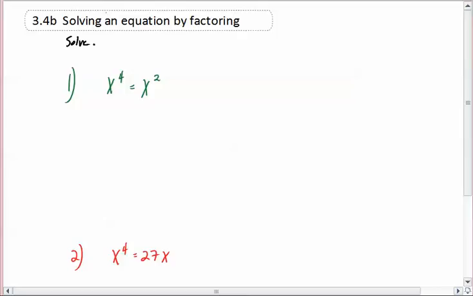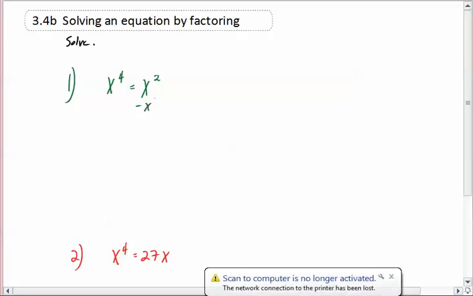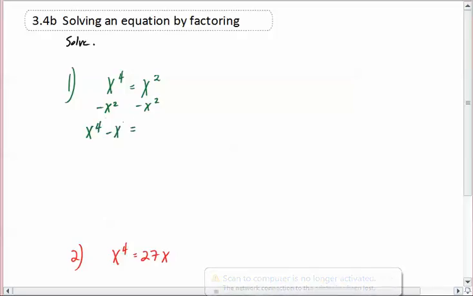But what I want to do, when I see that I don't have terms with the same power, right? This is a fourth power and the second power. What I'm probably going to want to do is to get everything on one side. So I'm going to first move the x squared to the left, and I'm going to have x to the fourth, because these aren't like terms, right? They are not like terms, and so I'm probably going to want to try to factor if I can.